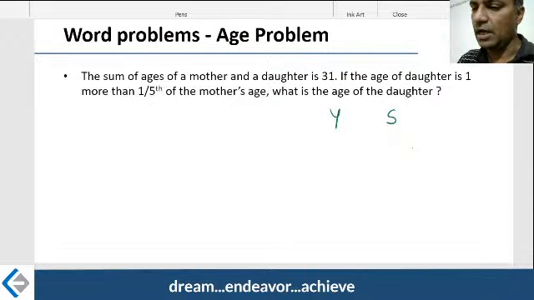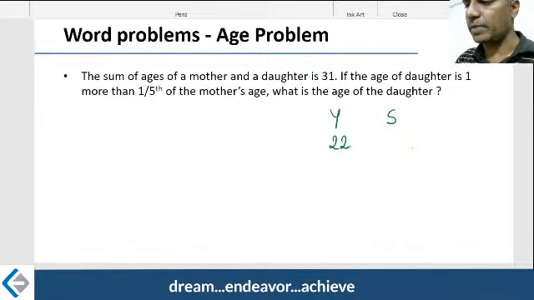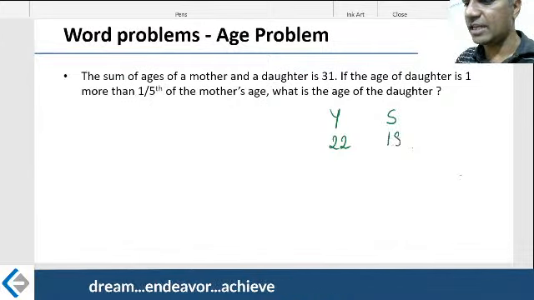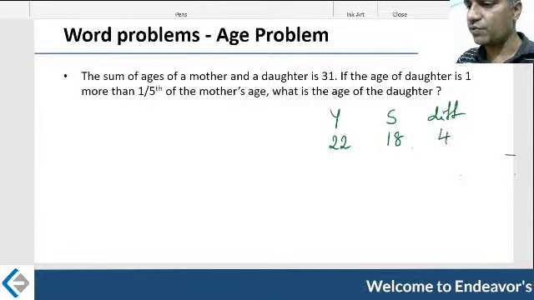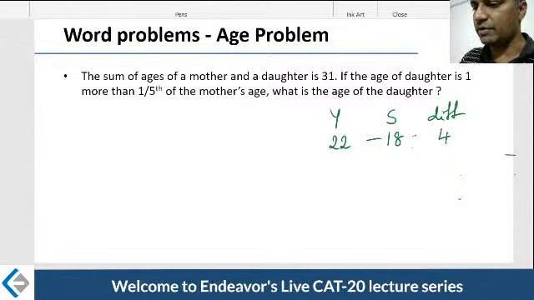Let us take an example. Assume that you are 22 years old. Your sibling, assume, is 18 years old now. What is the difference between your ages as of now? The difference between your ages is 4 years.